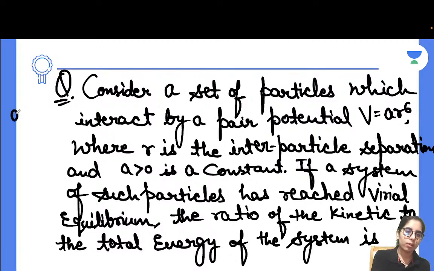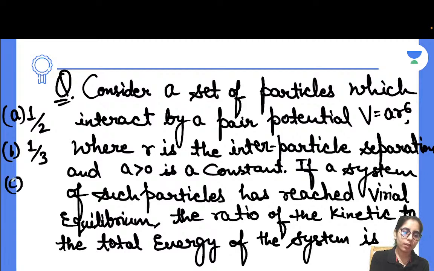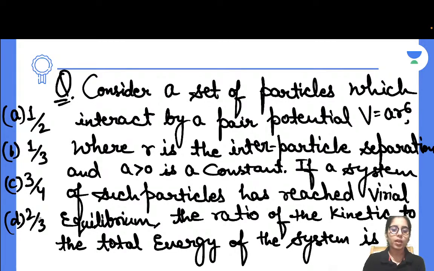Options are 1/2, 1/3, 3/4, and 2/3. So consider it now and tell me what is the right answer according to you. If you can't relate it or you are not able to get what the right option will be, I'll be helping you in that case, guys, but I want you to at least try working on it and tell me what you think will be the correct option.